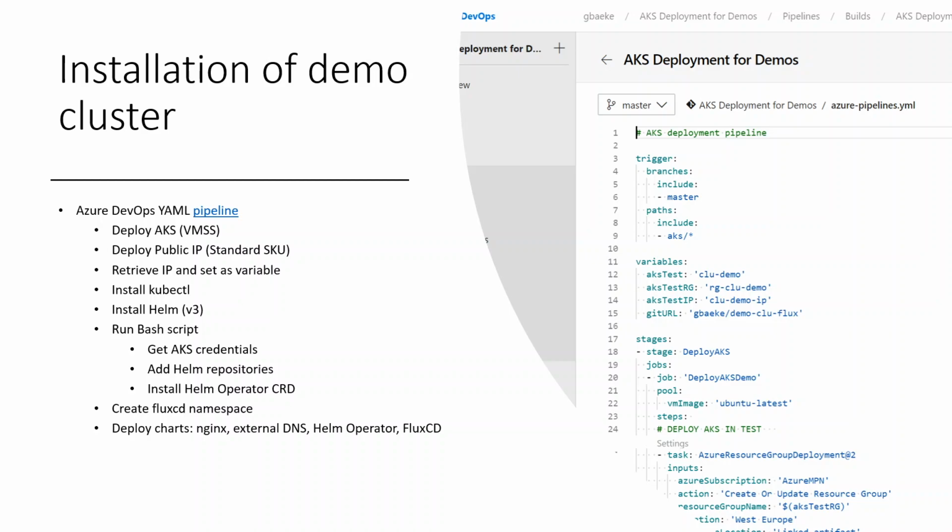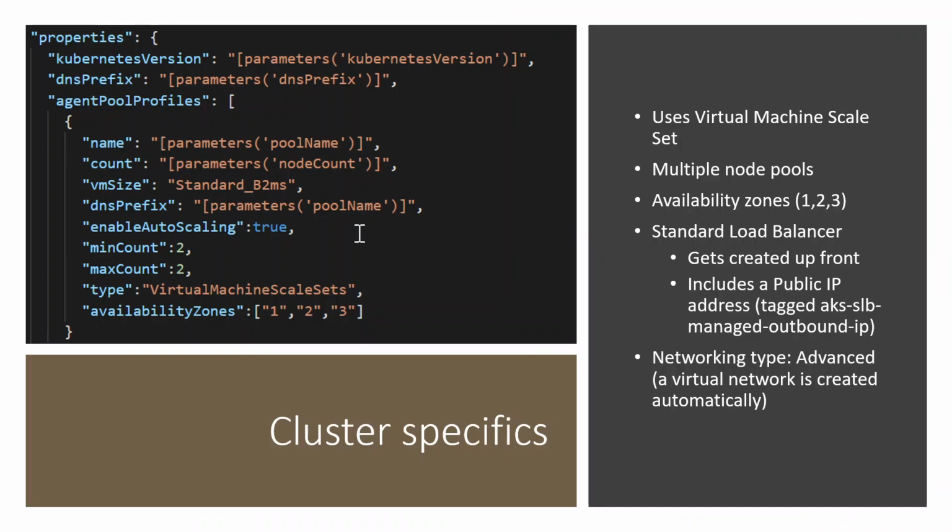Now, instead of actually going through all the steps in slides, I'll go through it in Azure DevOps. But before that, a couple of things about the Kubernetes cluster. So as I said, we use virtual machine scale sets here. We can deploy multiple node pools, although I'm deploying only one, as you can see there. We also deploy our nodes across availability zones. That's just for demo purposes. I don't actually need this in this environment.